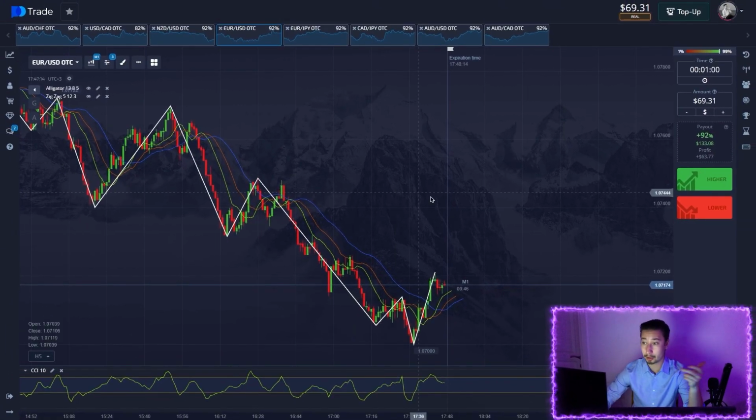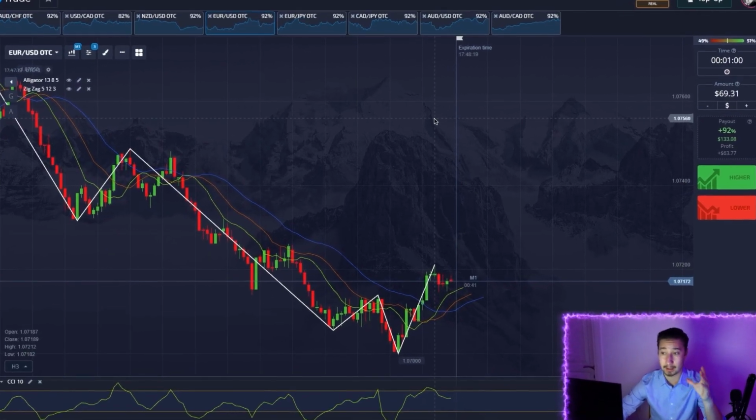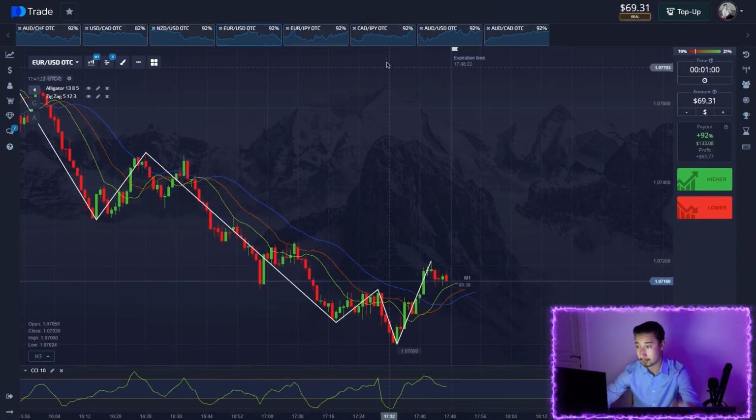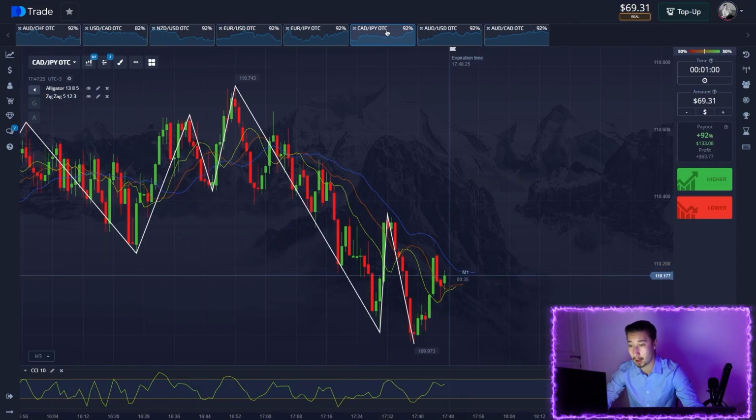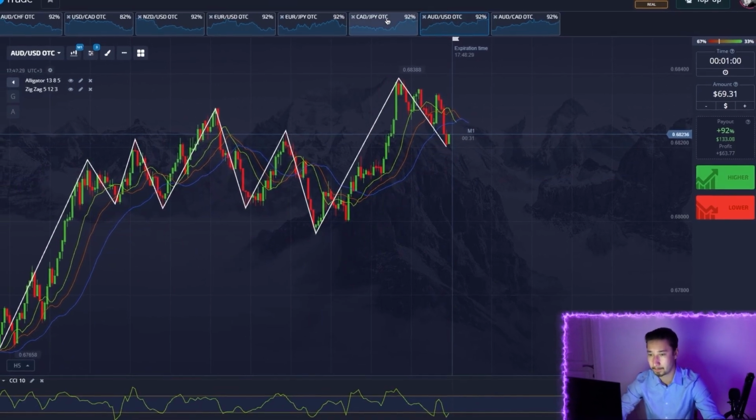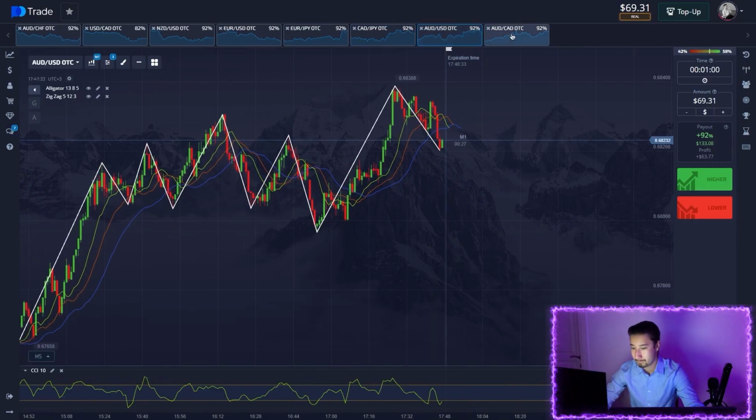So let's continue trading. I still want to find a deal based on the alligator. The alligator's indicators are more accurate, yeah. And so let's find it. Let's find a currency pair for it and see what we can do here. All right.